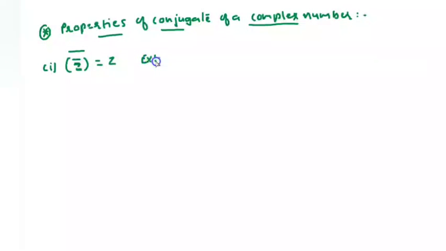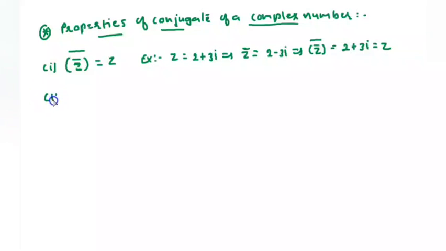Okay, let us try to understand with the example. If you are given z is equal to 2 plus 3i, then z bar will be obviously 2 minus 3i, and again if you take the conjugate of z bar, you will get 2 plus 3i, which is equal to z. So z bar whole bar is equal to z. This is the first property.